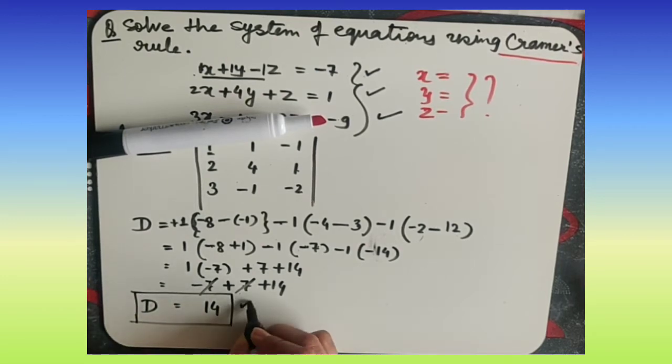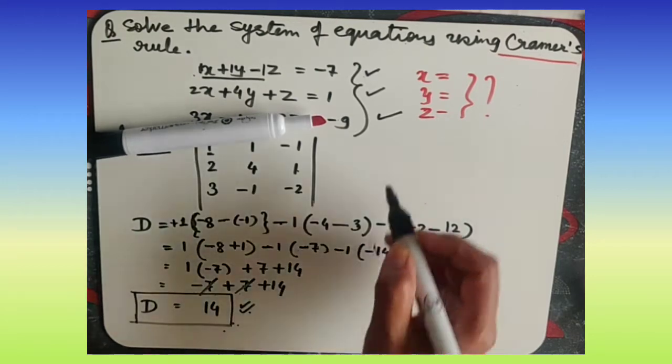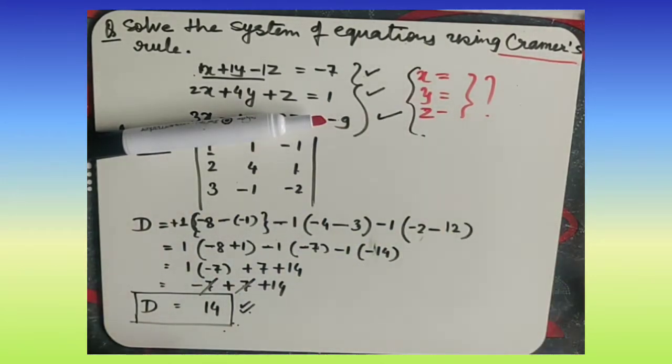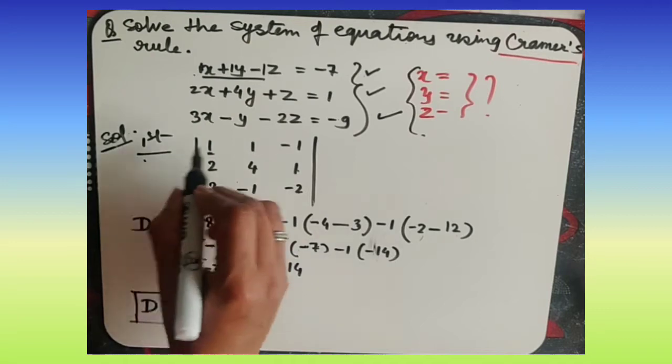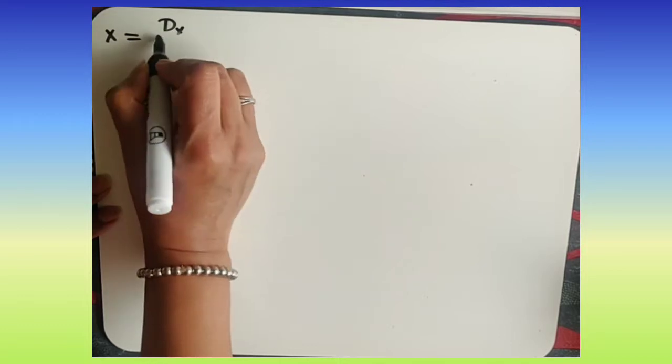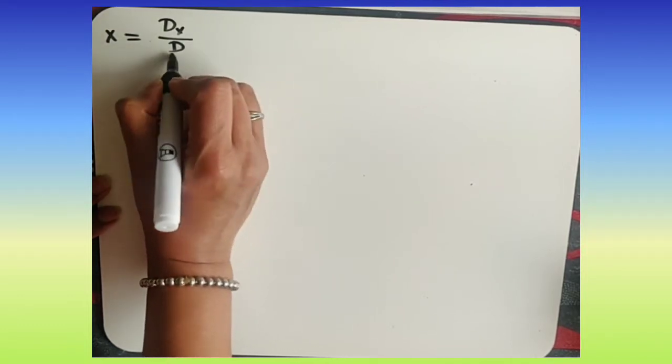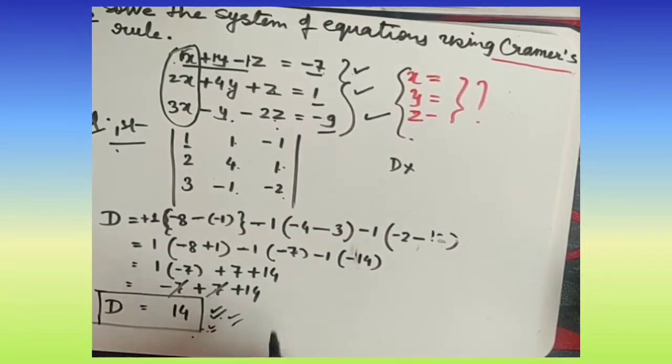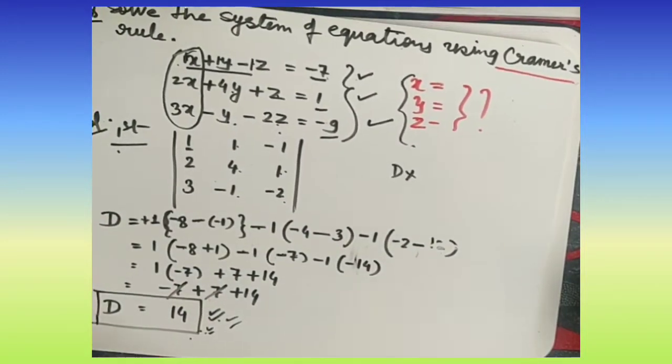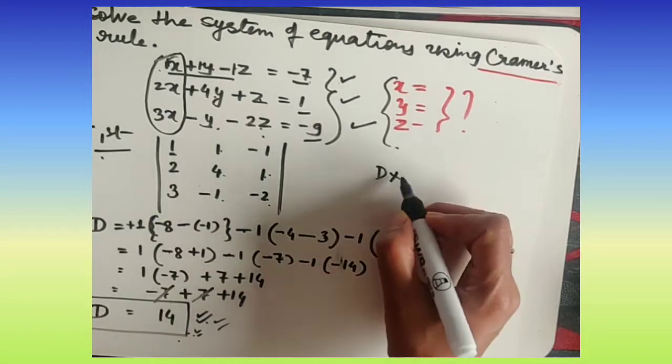Now this is the value of D, and we will use it to find x, y and z. This is our first step, finding D. Now we need to find x. For x, the formula in Cramer's rule is x equals dx over D. D, which we found here, is 14. We will use this D for x, but we need to find dx.